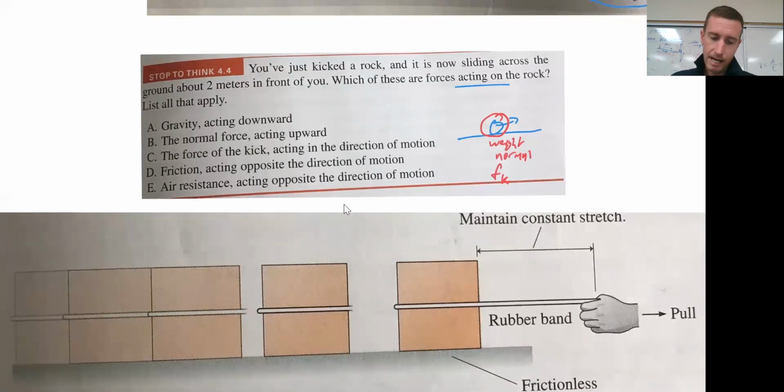Okay, so gravity acting downwards. Yes, that is a force. The normal force acting upwards. Yes, that is acting on the rock. The force of the kick acting in the direction of motion. No, I'm no longer touching it, so that force of the kick is no longer present. Friction acting opposite the direction of motion. Yes, friction is. And air resistance acting opposite the direction of motion. I forgot about air resistance. I assume no air resistance, but yes, air resistance would also act on the rock because it is in the earth and in the atmosphere. Okay, so all of those forces would be acting. Nice.